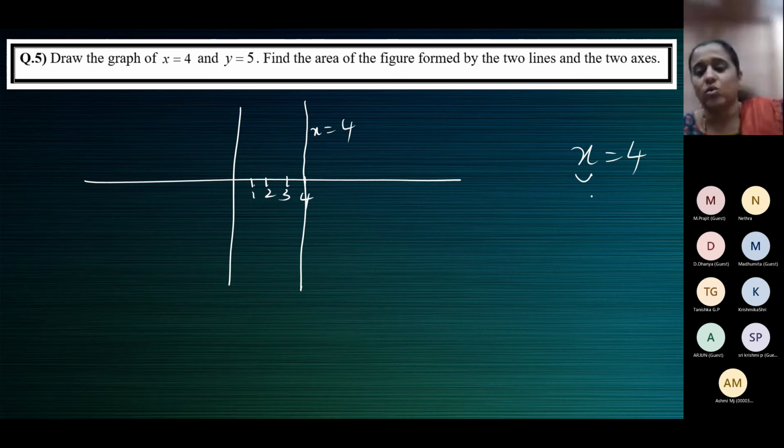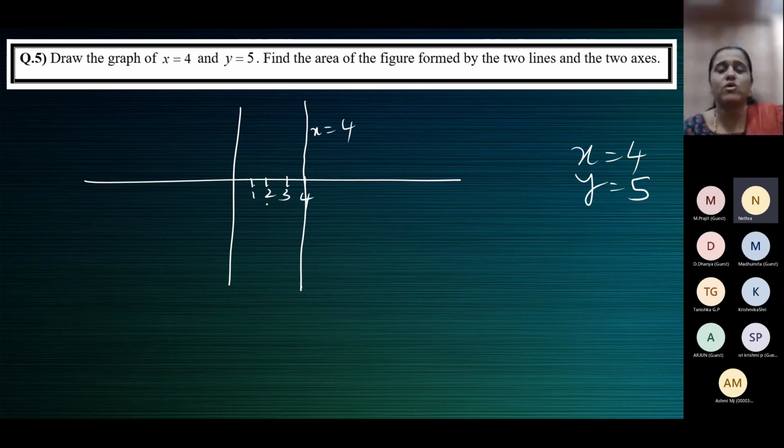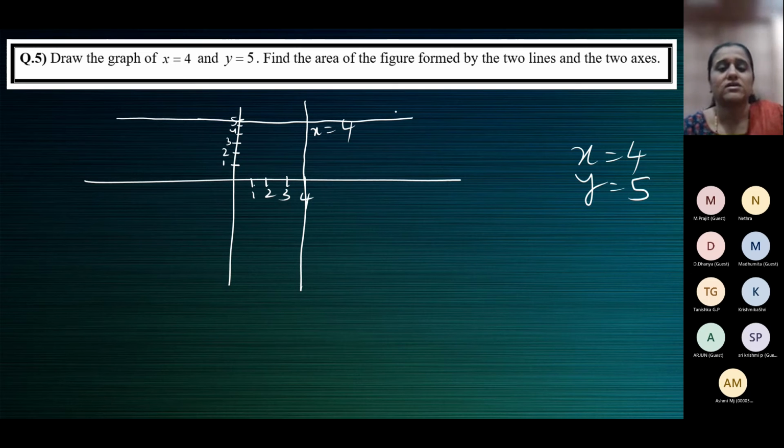Y is equal to 5 will be parallel to the X-axis, ma'am. Above or below? Above, ma'am, because it's a positive 5. 1, 2, 3, 4, 5. So it will be parallel to the x-axis, and it will be 5 units above the x-axis. So this is one line. This is the line y is equal to 5. And this is the x-axis and y-axis.